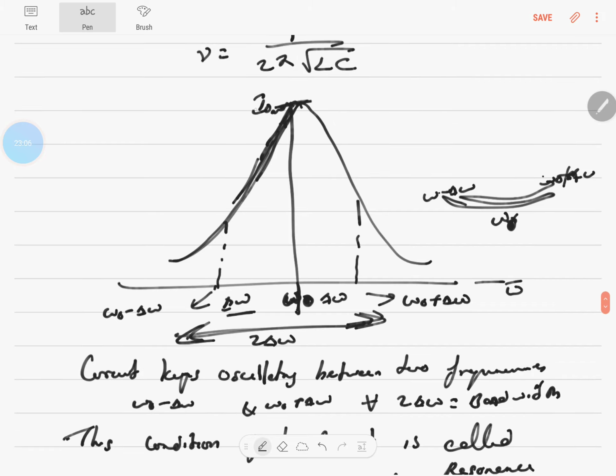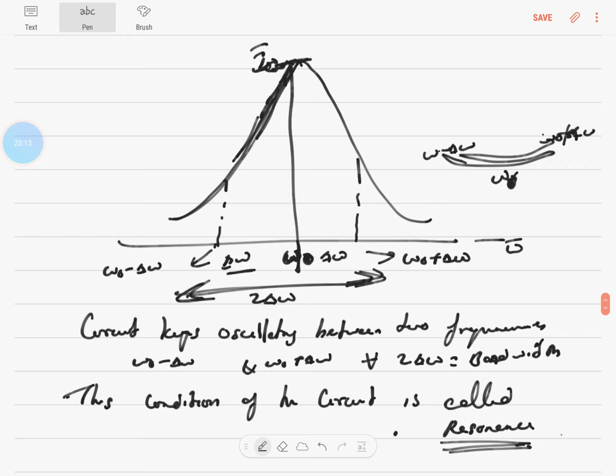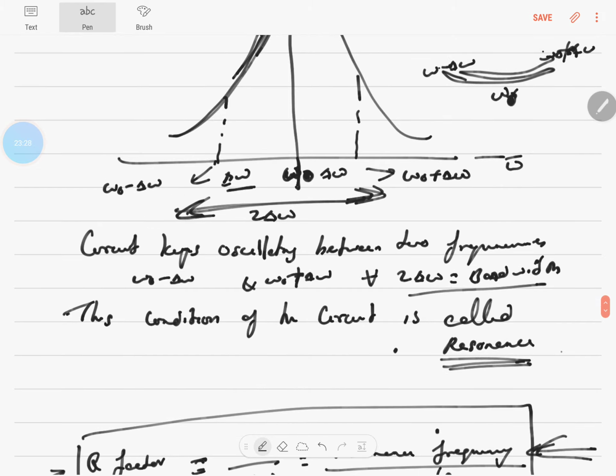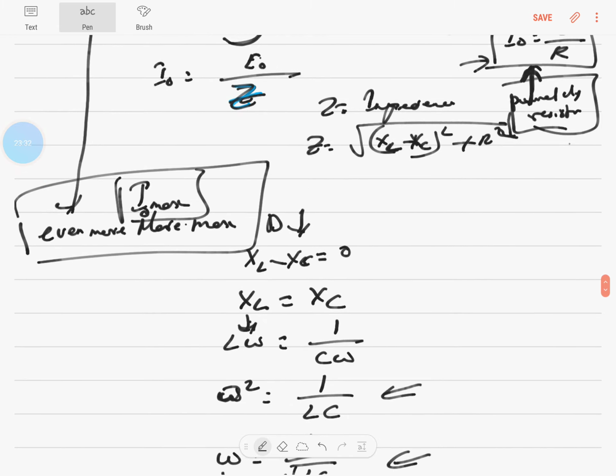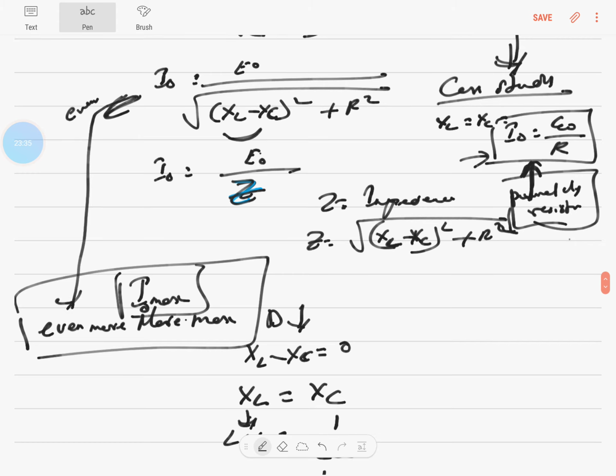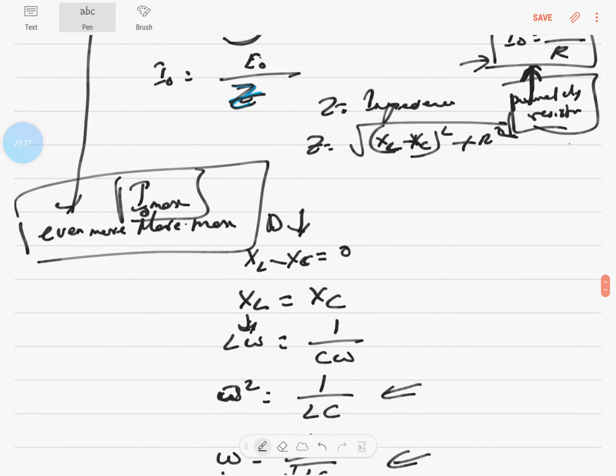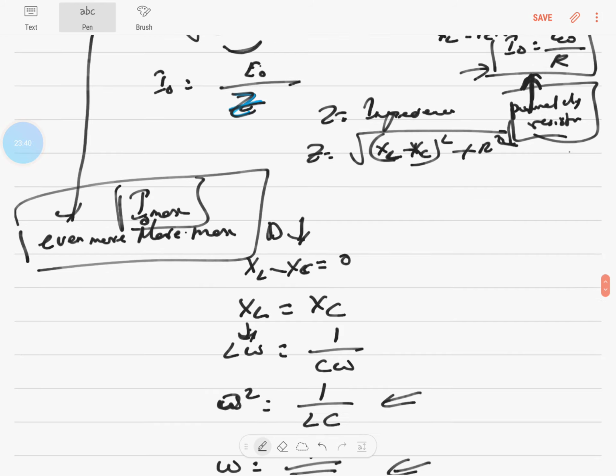When the current I0 is at its maximum value, its peaking value, the graph is becoming sharp. The current keeps oscillating between two frequencies, omega naught minus delta omega and omega naught plus delta omega, for a particular value of resonance frequency, where 2 delta omega becomes the bandwidth, and this condition of the circuit is what's called resonance, at which the current becomes maximum. You know why it becomes maximum? Because XL becomes equal to XC, and that's the case study that we are doing. That will occur only in an LCR circuit when XL becomes equal to XC.